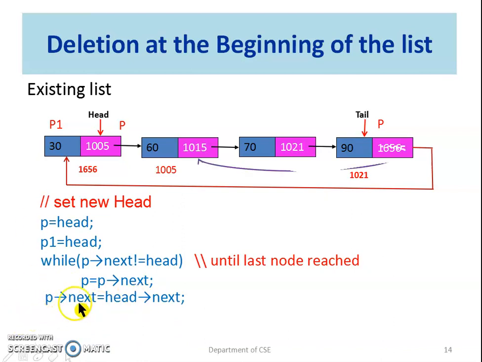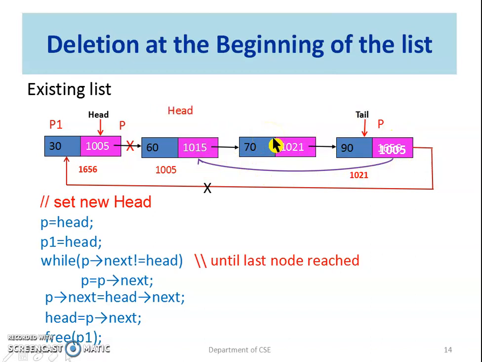Observe the change in the address field. And the link between P and the head node is disconnected. Then set the node where P.next is pointing as the head node, thus making it a circular list. This is where the logic differs from that which we have seen in the singly linked list.